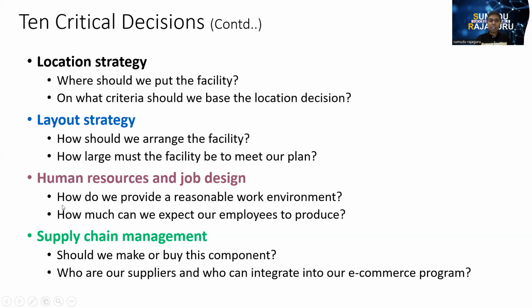The next critical decision is human resources and job design. That is also a very important decision. How do we provide a reasonable work environment? How much can we expect our employees to produce? Then supply chain management is also one of the critical decisions in operation management. Should we make or buy this component? Who are our suppliers and who can integrate into our e-commerce program? Those are the questions.